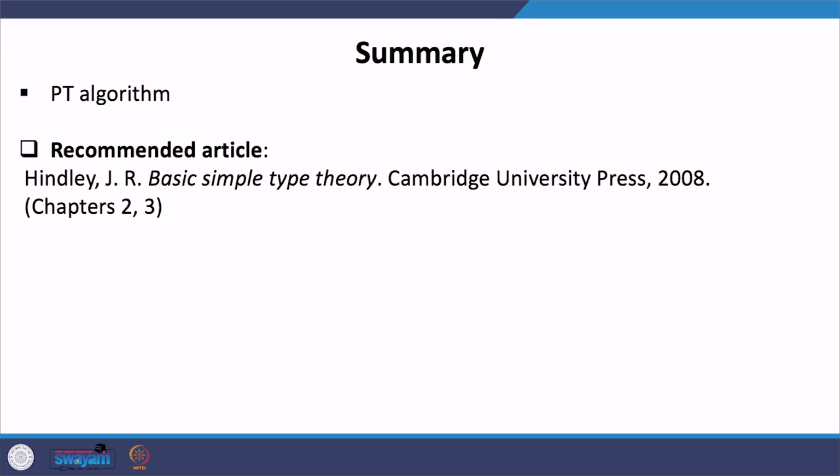We have discussed the following in today's lecture: term unification, substitution, most general unifier, and the unification algorithm. Please see chapter 3 of this book by Hindley. Thank you for your kind attention.